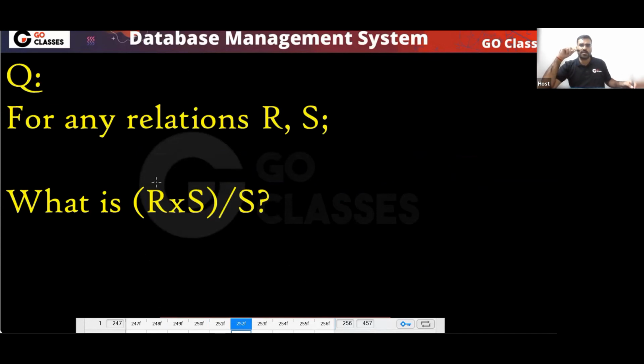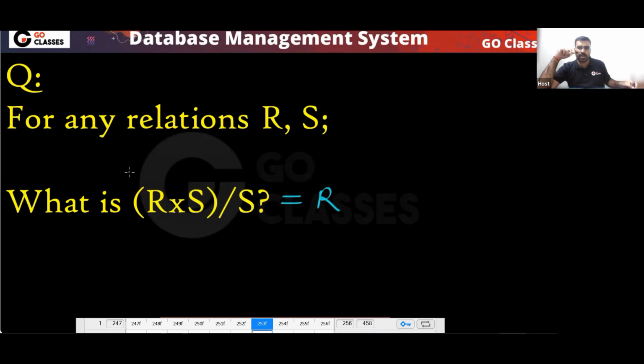For any relation R, S, what is R cross S divided by S? Think about it. What is this? R cross S divided by S. Yes, this will be R. This will be exactly the same as R.